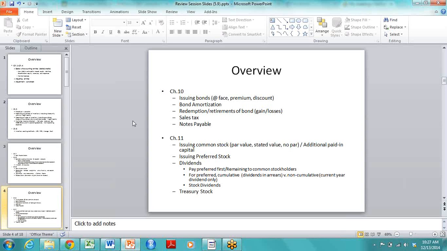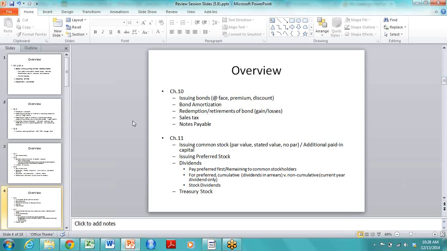Then we talked about the issuance of preferred stock. And here, the accounting, again, is very similar to common stock. Preferred stock is going to have a par or a stated value, or it could be no par. You want to know what the accounting is for that.